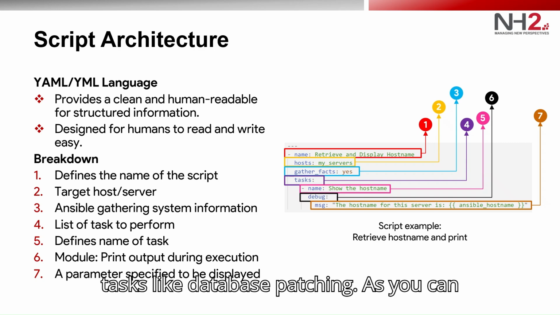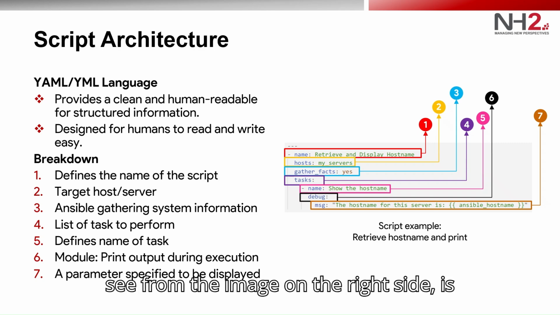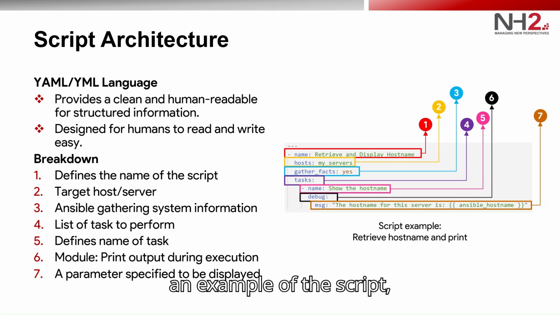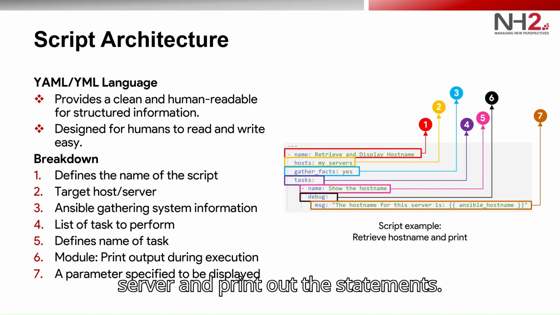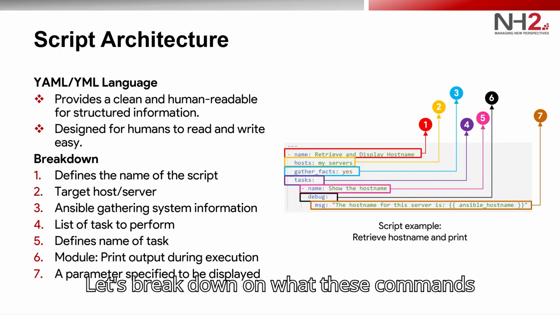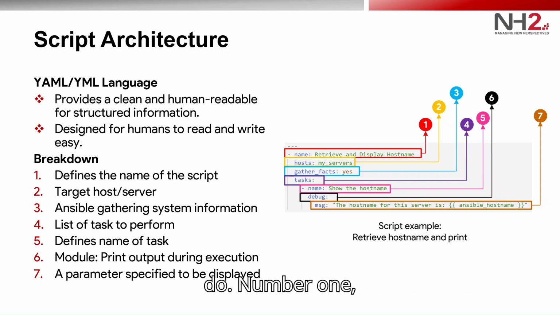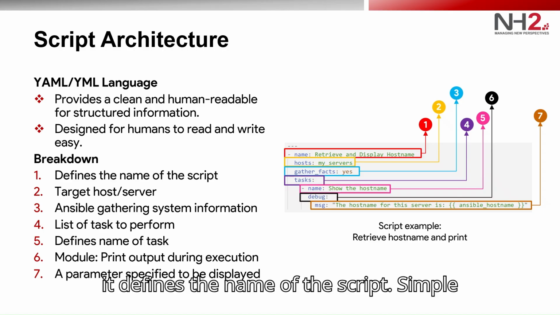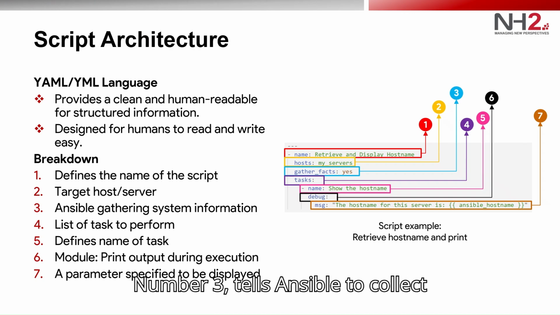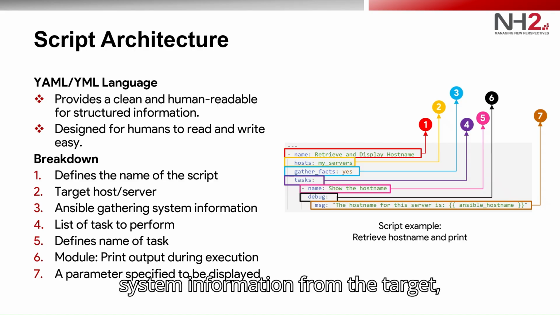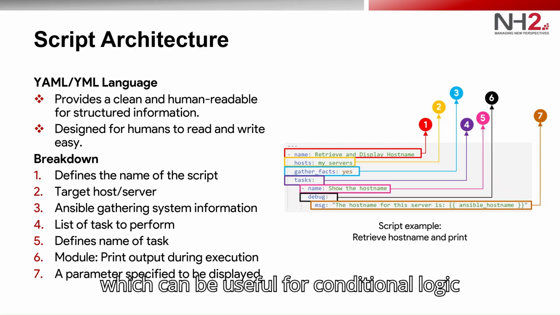As you can see from the image on the right side, it is an example of a script which retrieves the hostname of the server and prints out the statements. Let's break down what these commands do. Number one, it defines the name of the script, simple and descriptive. Line two, it specifies the target host or the server group this script will run on. Number three, it tells Ansible to collect system information from the target, which can be useful for conditional logic later.